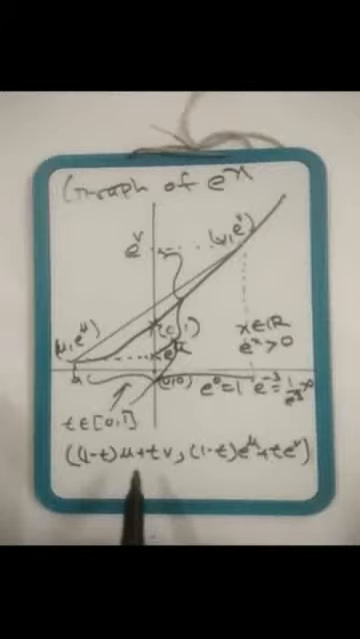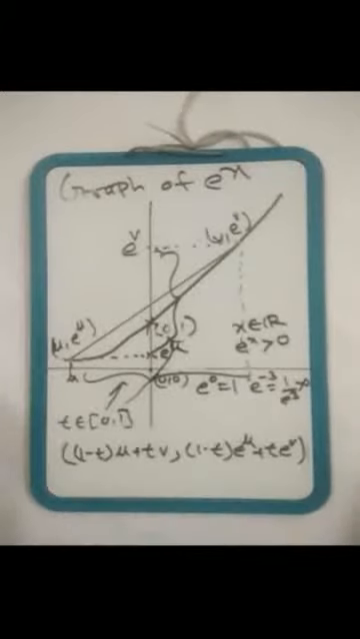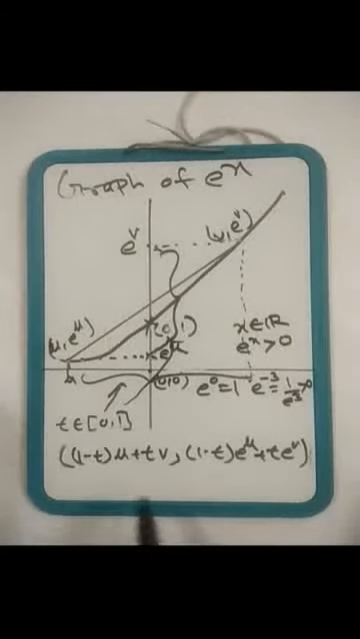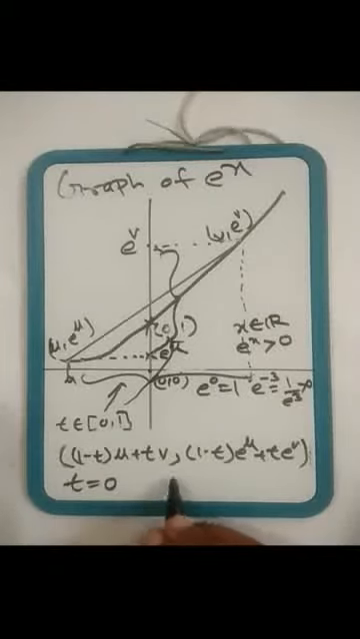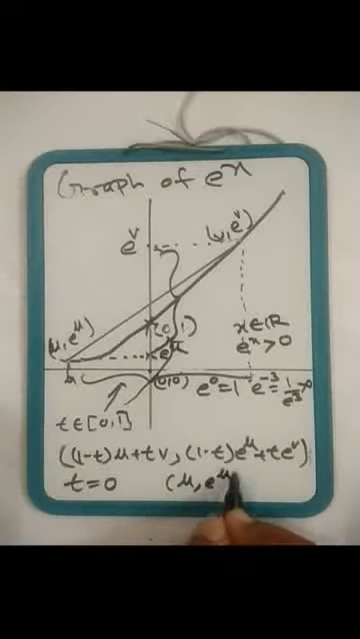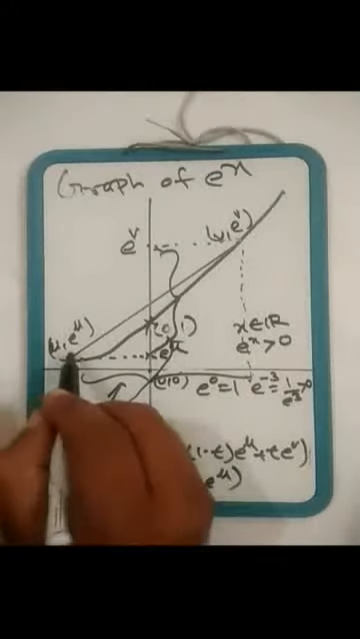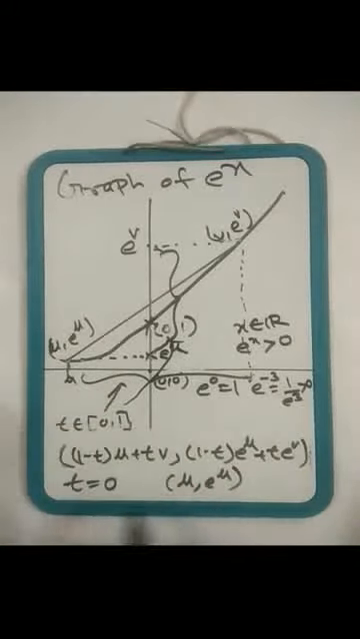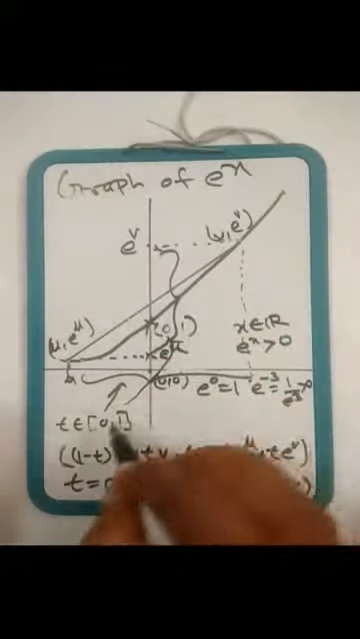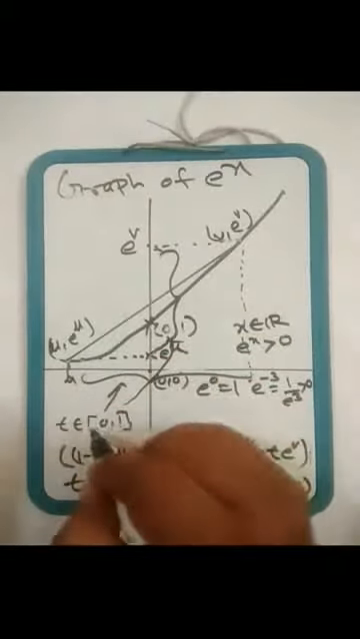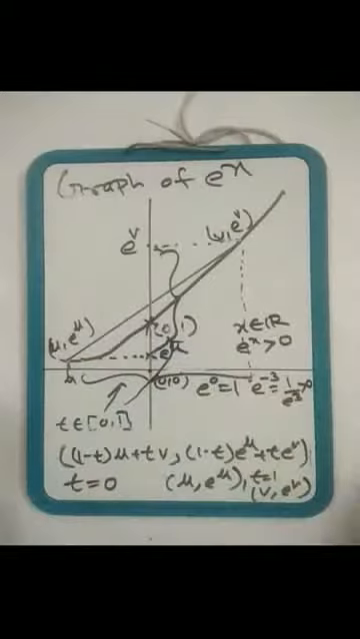Yes, so you have this one at t equal to 0. The point is u comma e raised to u, which is this point. At t equal to 1, it is v comma e raised to v, which is this point. In other words, this kind of thing is a mapping from this to this.